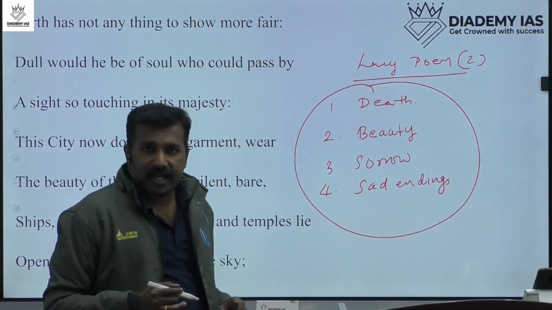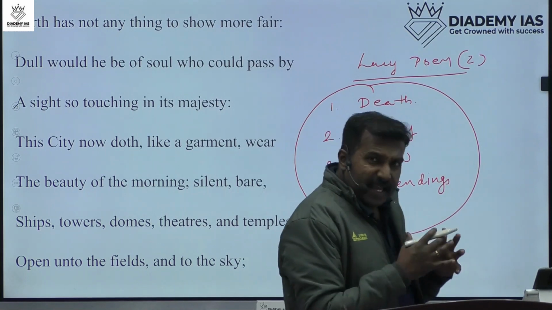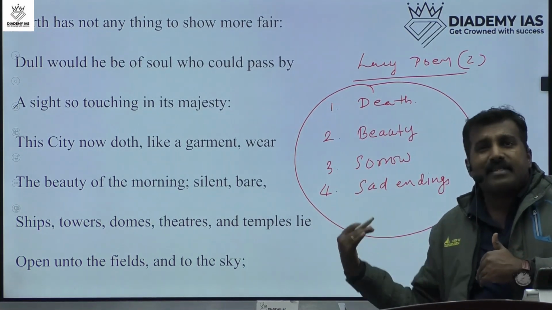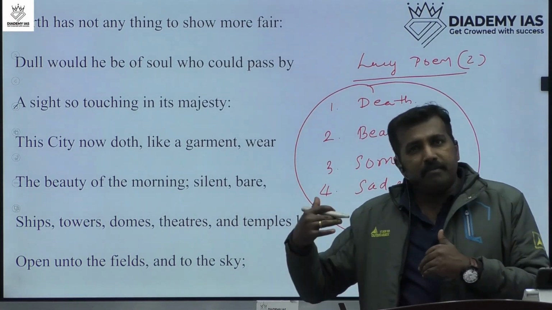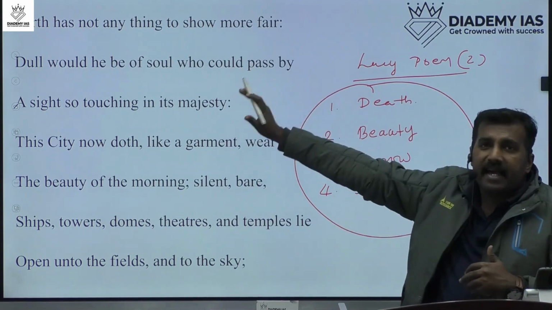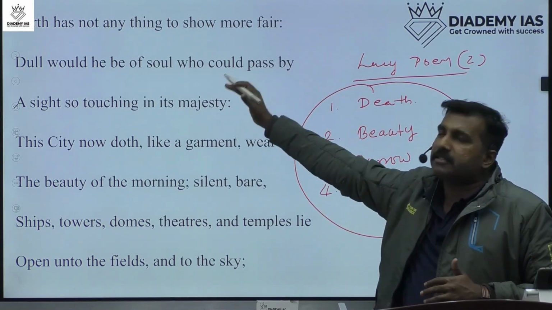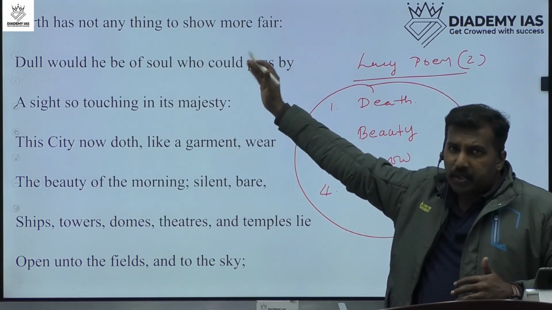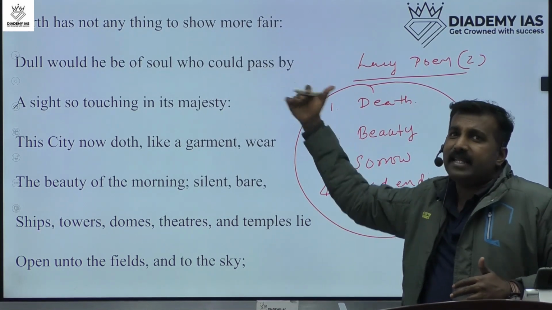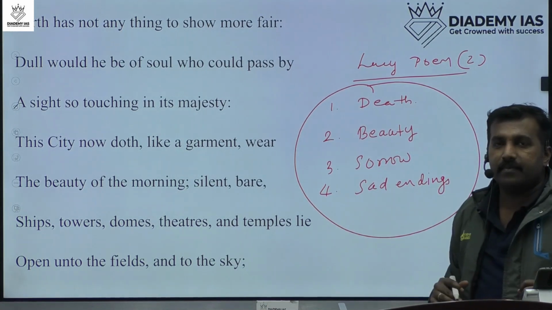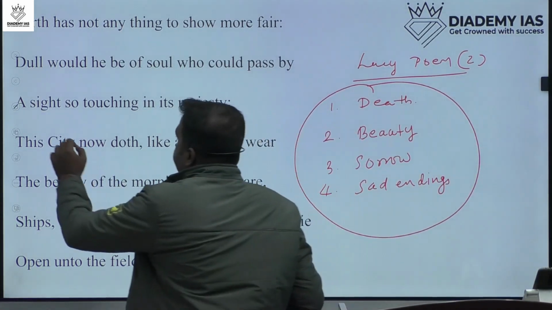The poem is Westminster Bridge. Why do I explain this concept here? Because we can compare the presentation of William Wordsworth in this poem with the other poems. In order to do that, I explained this theme here. So let's start.